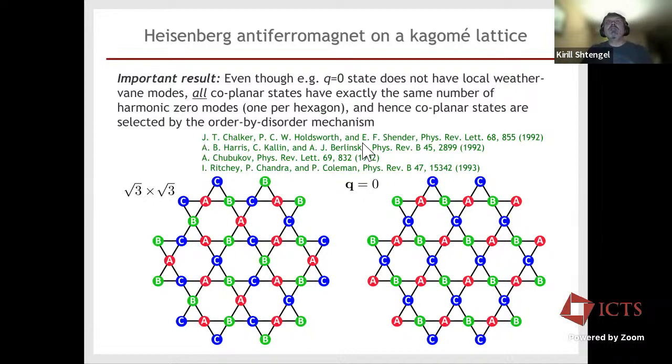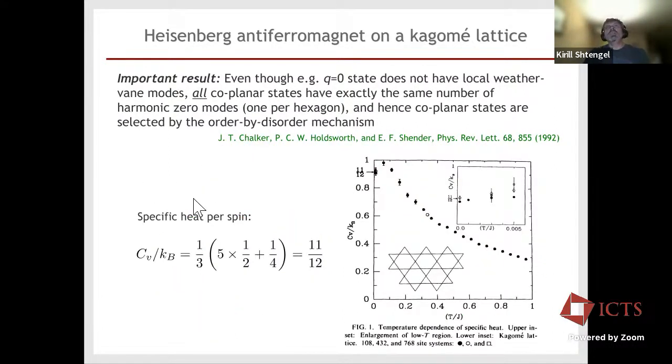And in fact, the first of these papers, the first in the way I listed them, by Chalker, Holdsworth, and Shender, provided a nice numerical proof of that. What they did is they looked at the specific heat per spin that you can expect. And it turns out that there is one harmonically soft mode, that is, one mode whose excitation energy is not quadratic, but rather quartic in displacement, per hexagon of the Kagome lattice. And that is irrespective of which coplanar state you are in, but it's only for the coplanar states.